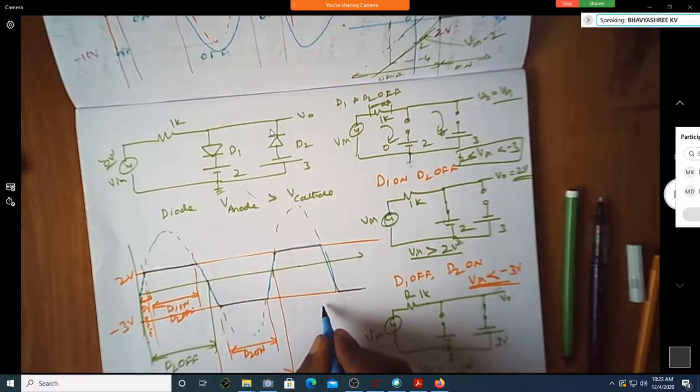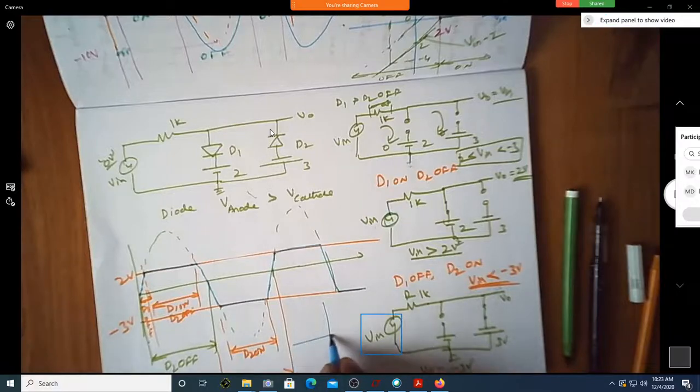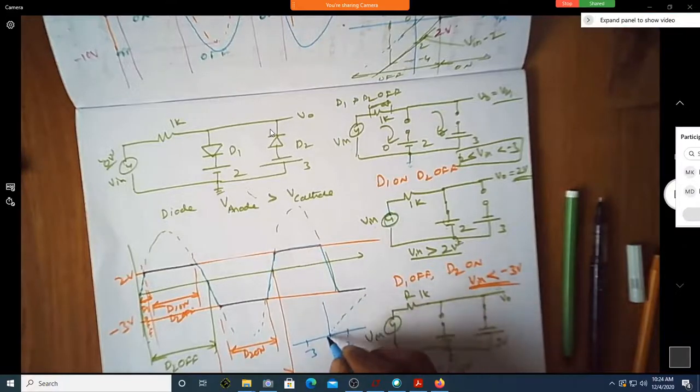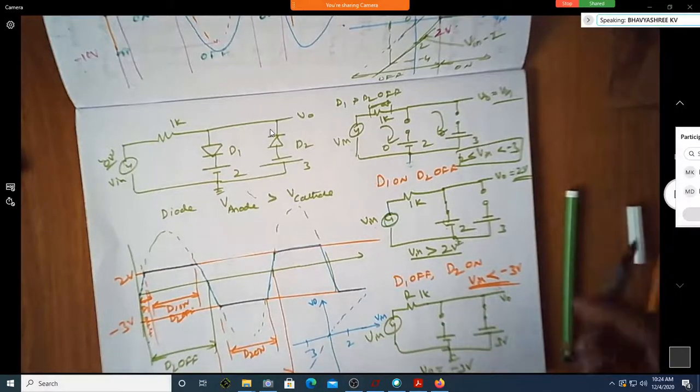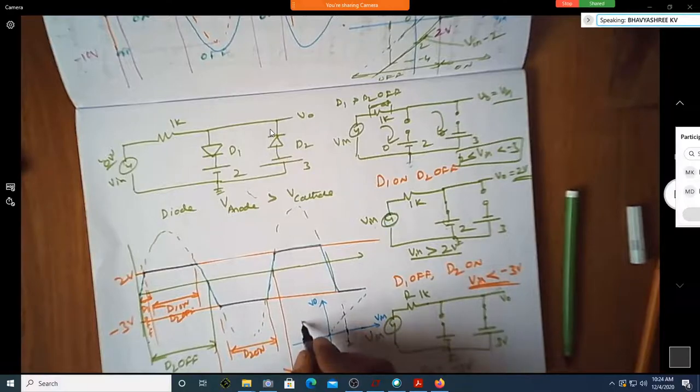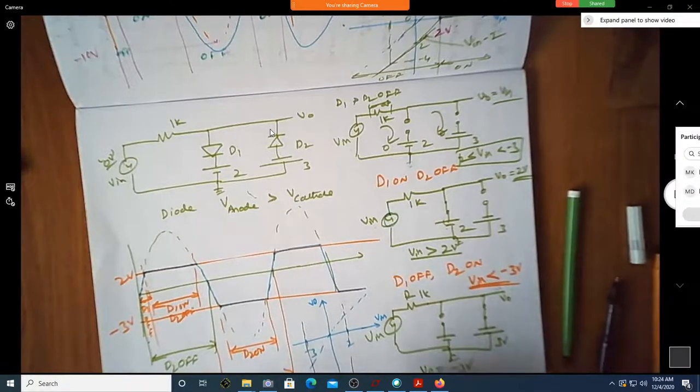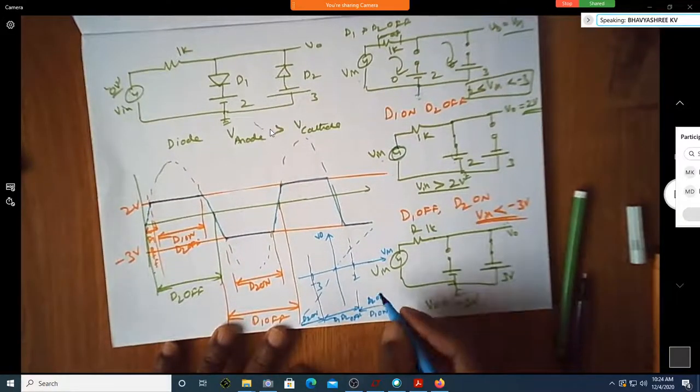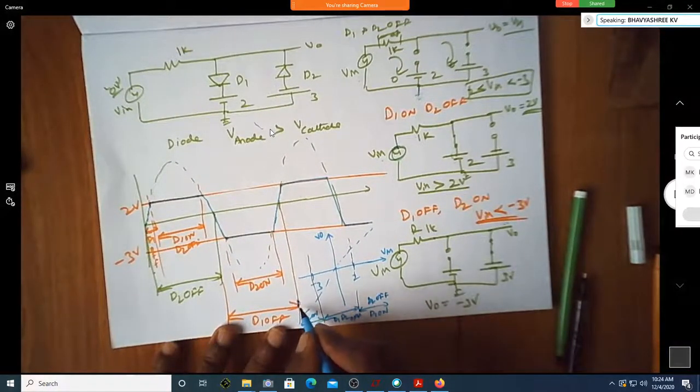If you want to write the transfer characteristics, I will write it here only. I will write it as 2. This is minus 3. I will write a dotted line. This is V in. This is V0. Let me just draw that demarcation of 2 and minus 3. So here, anything above this, D1 is on. Here D2 is on. Here D1, D2 both are off. Here D1 is off.